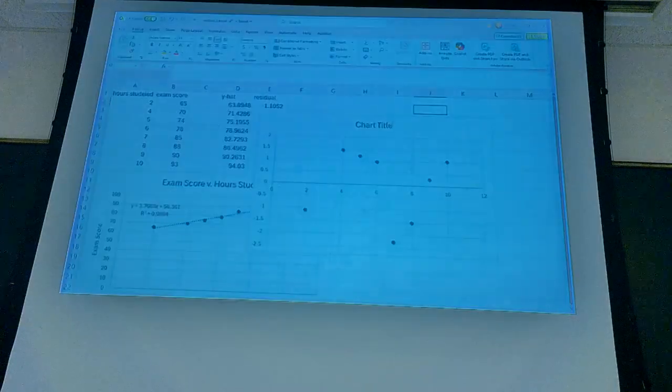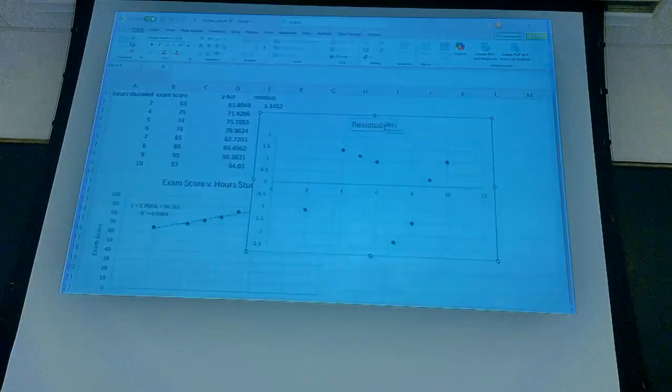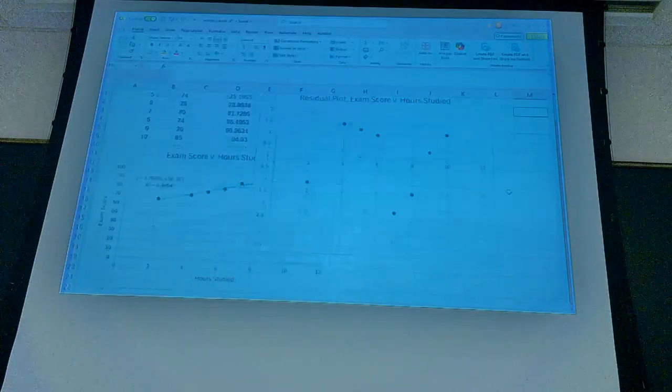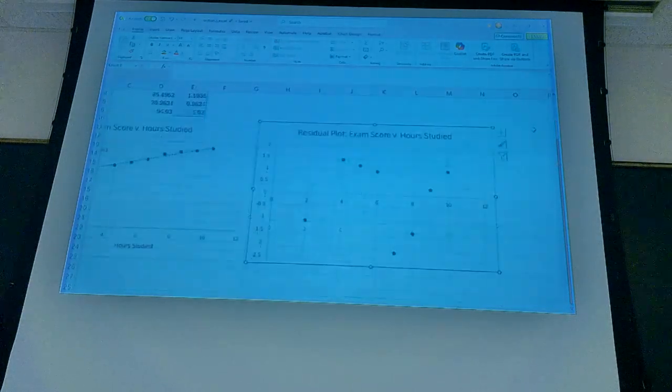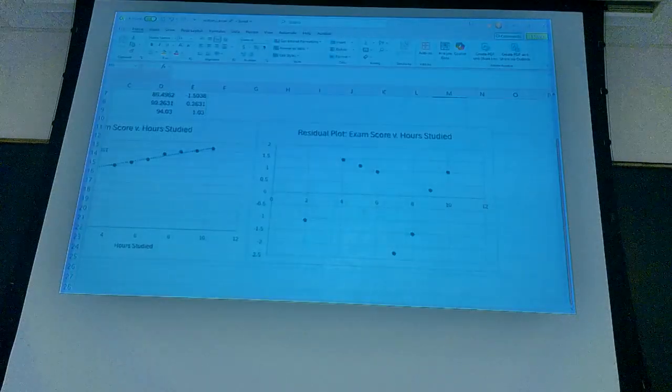Let's call this residual plot exams. Where's hours? Right, and that would be the residual plot. Remember, the linear approximation is appropriate if the residual plot shows no discernible pattern. There's no discernible pattern here. So we can conclude that, yes, that linear approximation is appropriate.